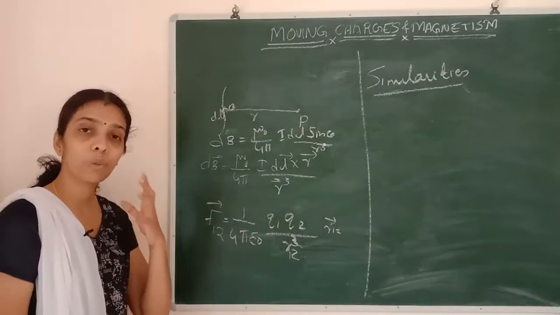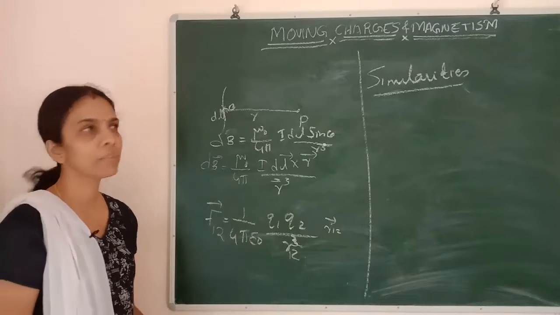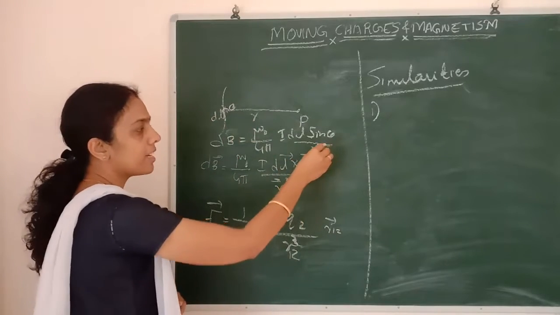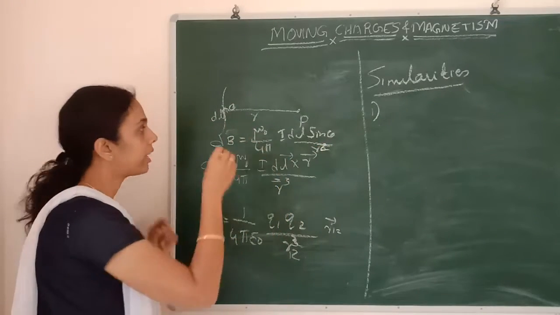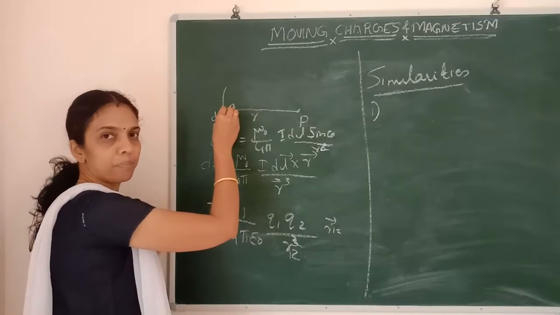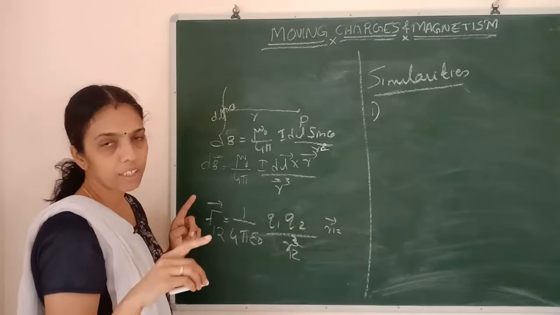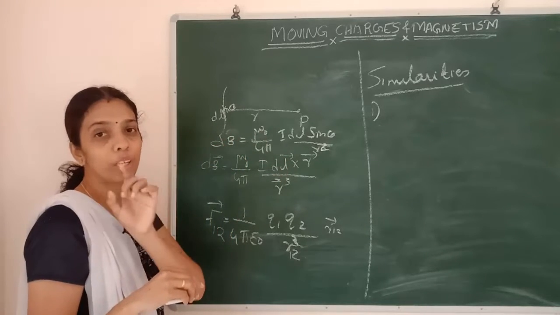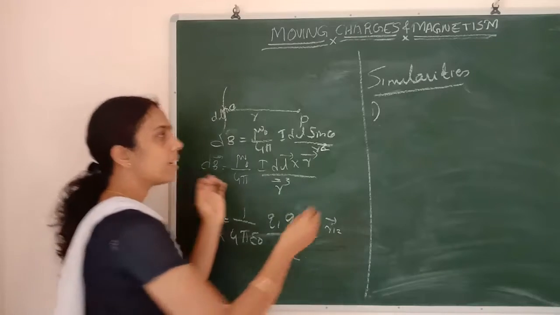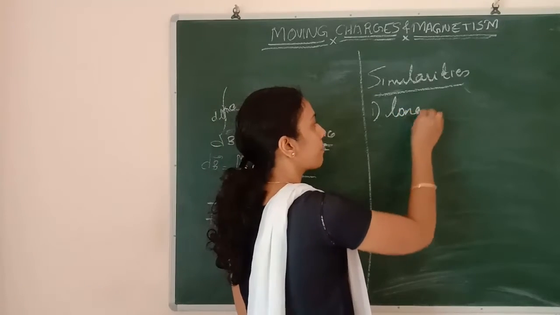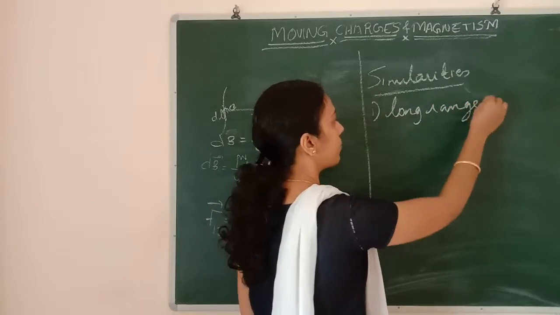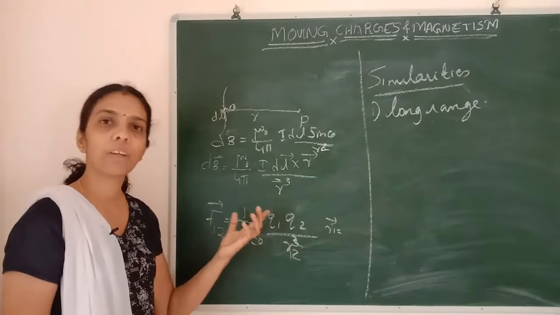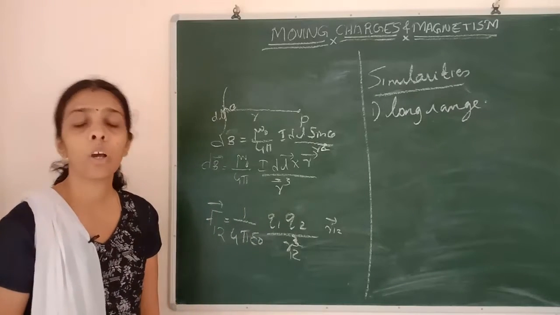What similarity do you observe here? Yes, it is a long range force. It is inversely proportional to the square of the distance between the point and the dl in the magnetic field. In the electric field also, it is inversely proportional to the square of the distance between the two charges. So whether we consider the magnetic field or the electric field, both are long range forces.